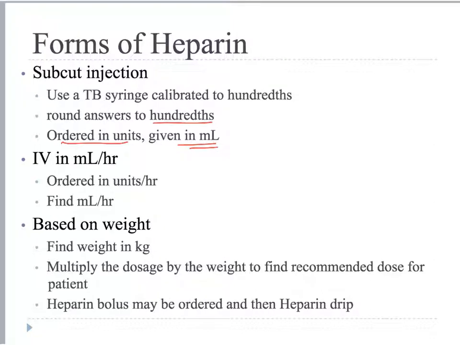Our IV in milliliters per hour is ordered in units per hour, but I can't set that on the IV pump, so I need to find milliliters per hour. And if our heparin is based on weight, we need to find the weight in kilograms, and we'll multiply the dosage by the weight to find the recommended dose for the patient. And then our heparin bolus can be ordered, and then our heparin drip.